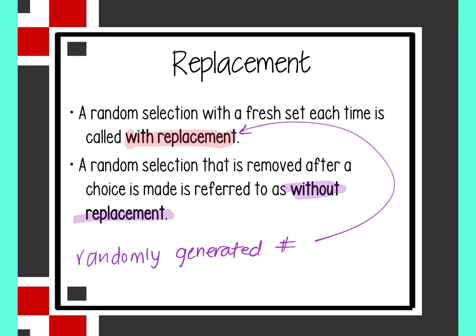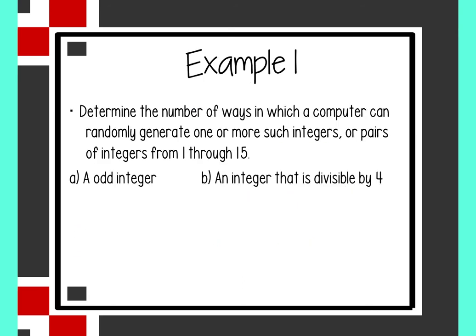Those types of wording is important. And it may not be the word replacement. It might say puts it back or doesn't put it back, that kind of stuff. So example 1 says to determine the number of ways in which a computer can randomly generate one or more such integers or pairs of integers from 1 through 15. So randomly generated means that it's a fresh set, like every time it's that full set, okay?